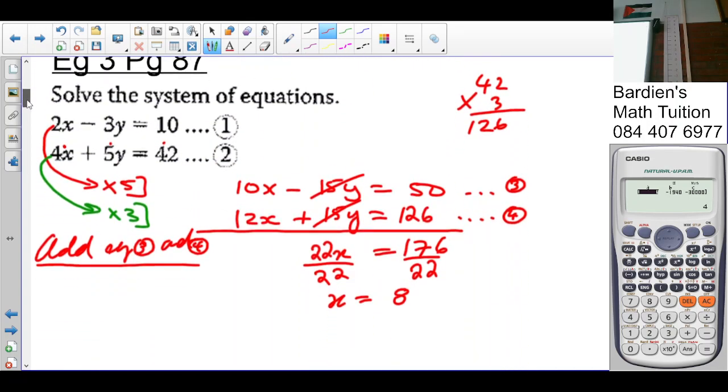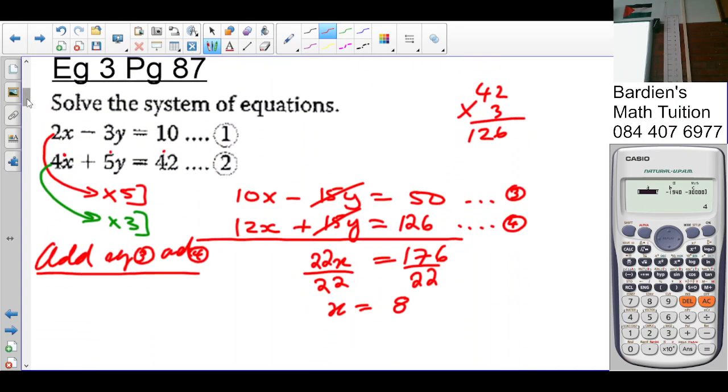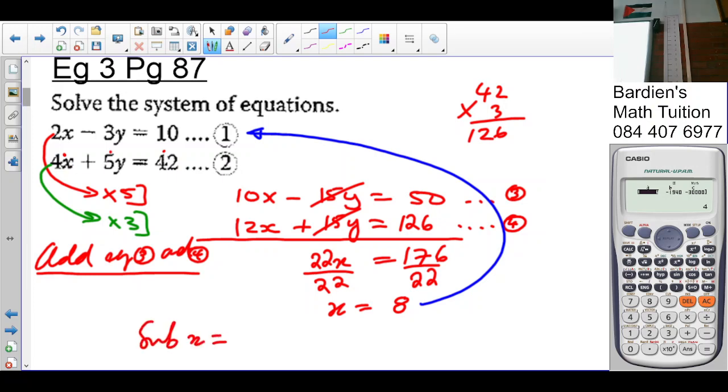Then, what do I do with it? How do I calculate y? You substitute x is equal to 8 into equation 1. Substitute x is equal to 8 into equation 1.